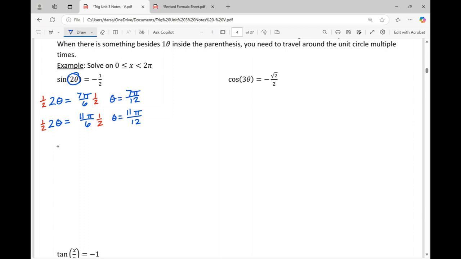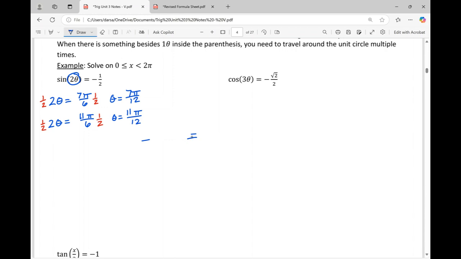Now, look at it this way. If I take the sine of 2 theta and I plug 7 pi over 12 into this, that's 2 times 7 pi over 12, which is the sine of 7 pi over 6, which is in fact negative 1/2 on our unit circle. So the first thing we have to recognize is that we're not solving for theta, we're starting off of the unit circle by solving for 2 theta.